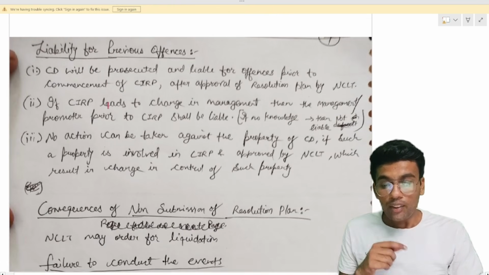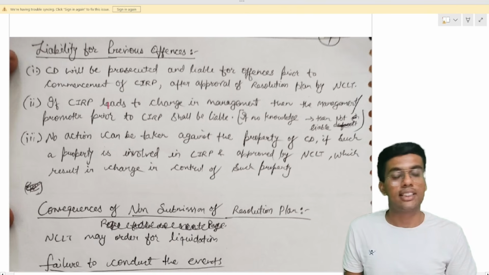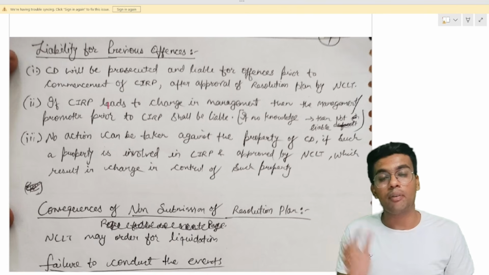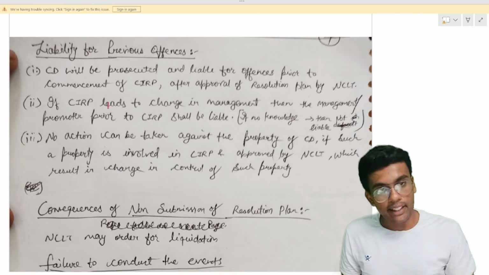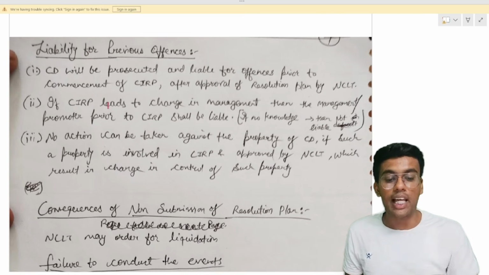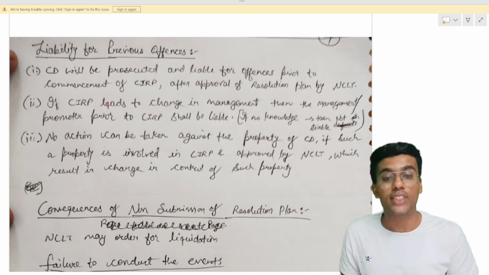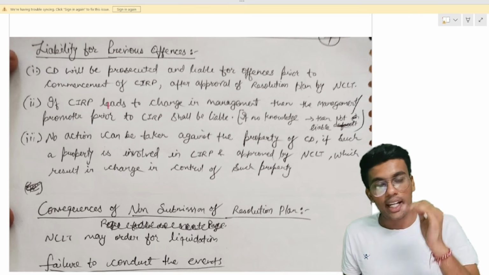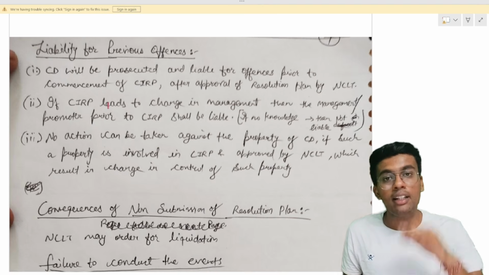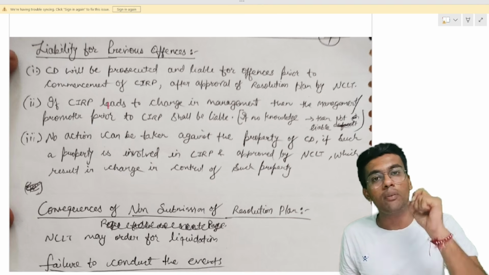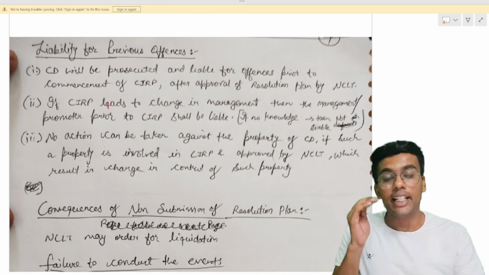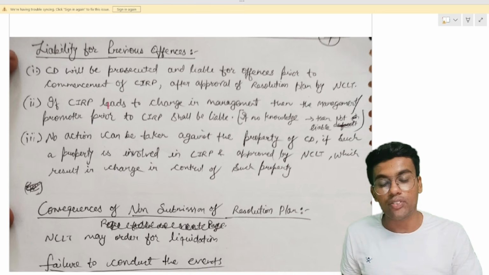Now, liability for previous offences. Let's say the liquidation process has been initiated. What would be the liability of the promoter and the director? The corporate debtor will be prosecuted and liable for offences prior to the commencement of CIRP after approval of the resolution plan by the NCLT. If the NCLT has approved the resolution plan, then the corporate debtor would be responsible for any kind of offences that were undertaken prior to the commencement of CIRP.